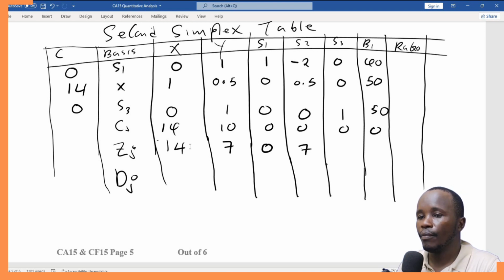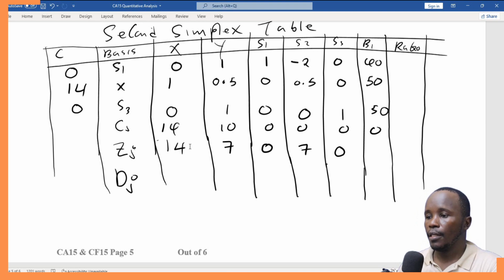Then we have 0, of course. What about here? What is 0 times 40? 14 times 50. This gives me 700.